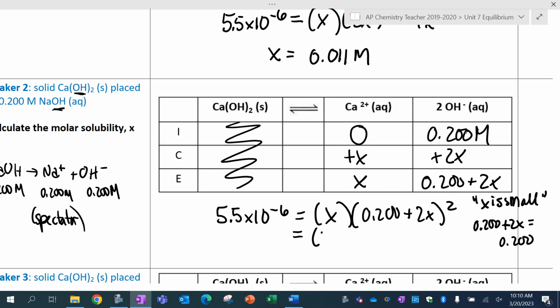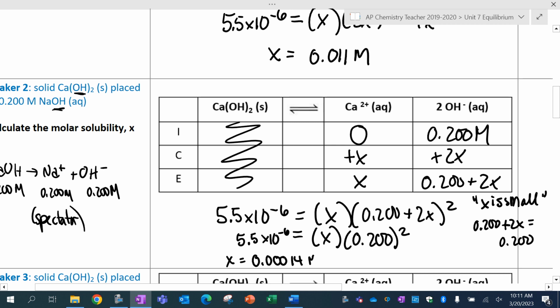So when I go over here, instead of X times 0.2 plus 2X squared, this 0.2 plus 2X just becomes 0.2. And now this is much easier math to solve, because all I have to do is take this number right here and divide it by 0.2 squared, and then I have my answer for X. When I plug that into my calculator, I get that X is 0.00014 molar. Or you could write this in scientific notation, 1.4 times 10 to the negative 4th molar.